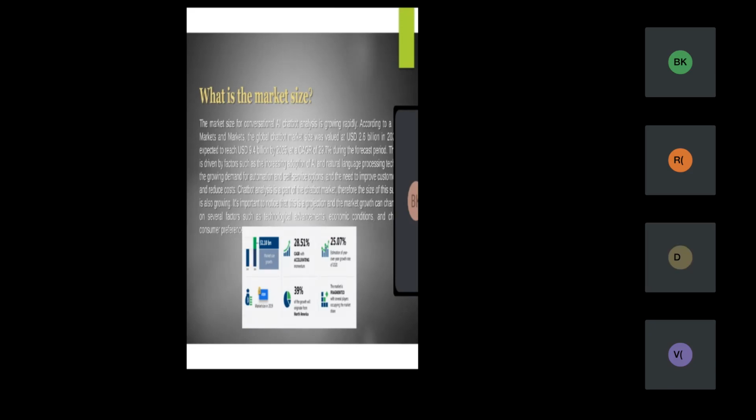And what the idea and solution is: conversation AI chatbot analysis is a solution that involves using AI and natural language processing technologies to analyze and understand the conversations that take place between a chatbot and its users. This analysis can be used to improve the performance of the chatbot and provide a better user experience.